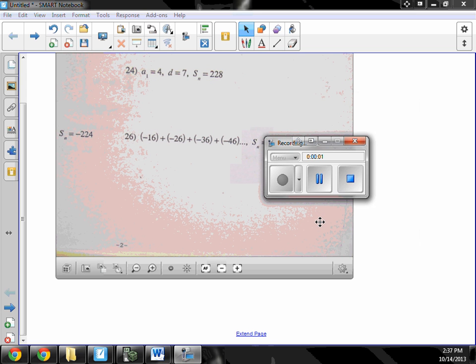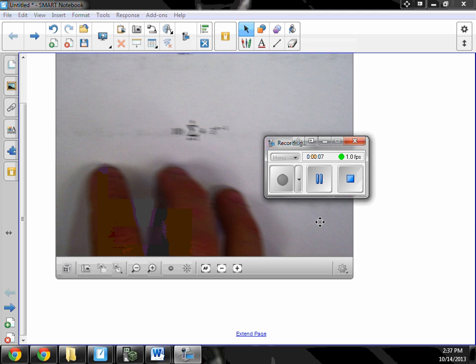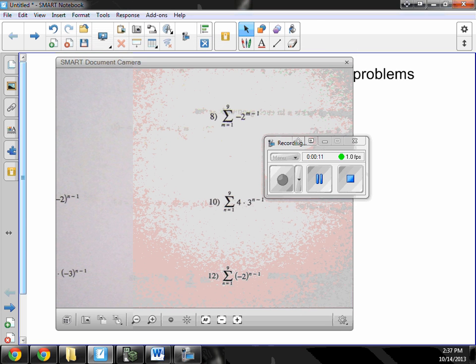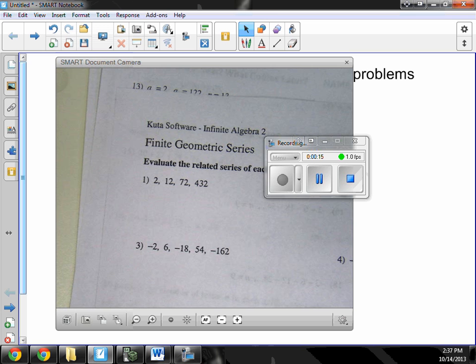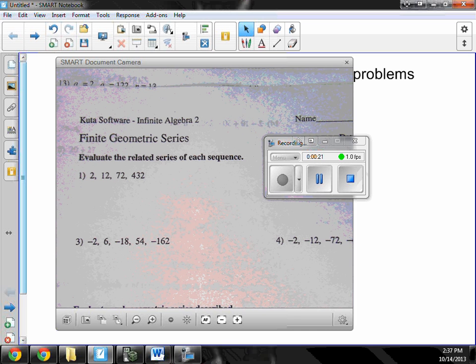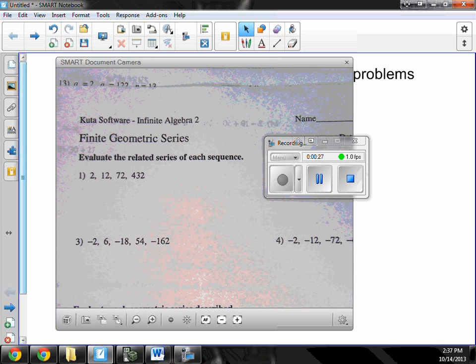Take a look at the worksheet for today. So the first 4 problems on this worksheet are really simple. How do you find the series when given a sequence? Just add them all together. Okay? And these are geometric sequences. So now instead of having a common difference, we have a common ratio.